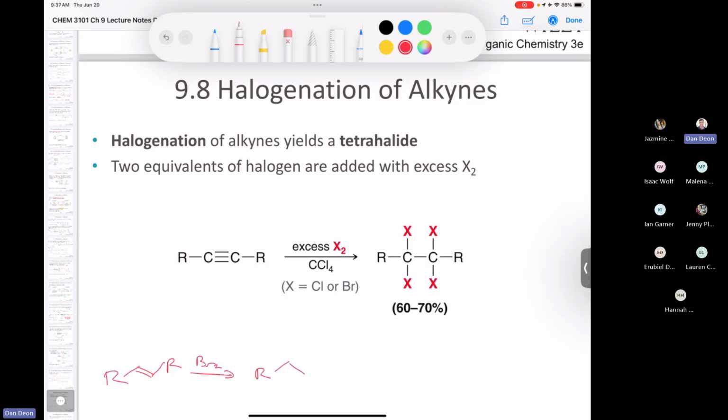You end up with an anti-addition where one bromine is going to be up and the other bromine is going to be down. And then, of course, you end up with the enantiomer. So that's what we covered in chapter 8.